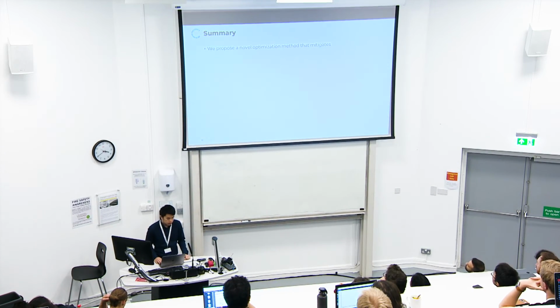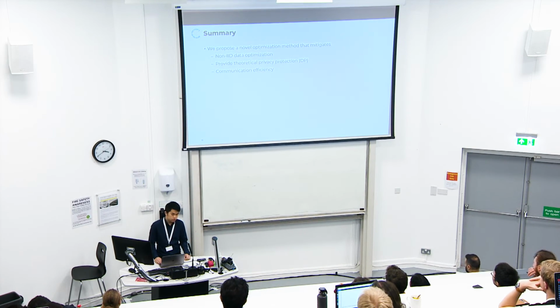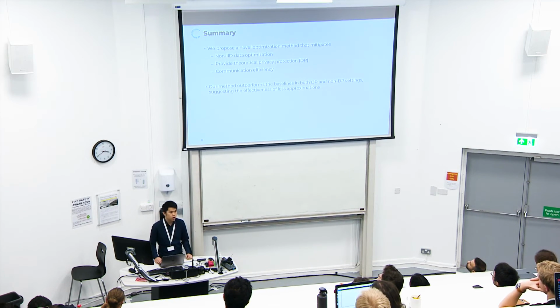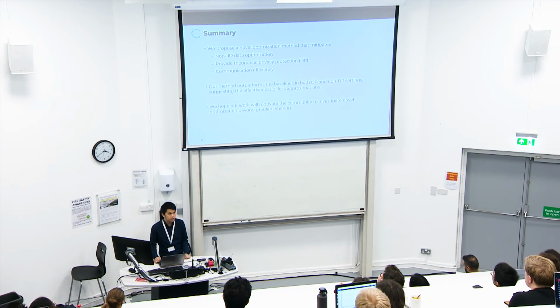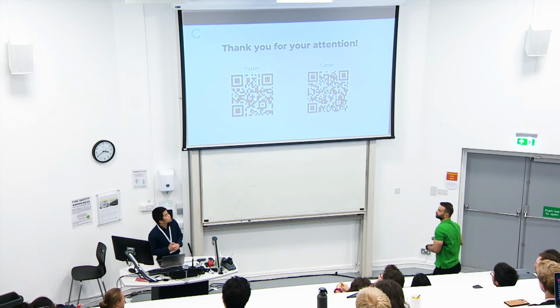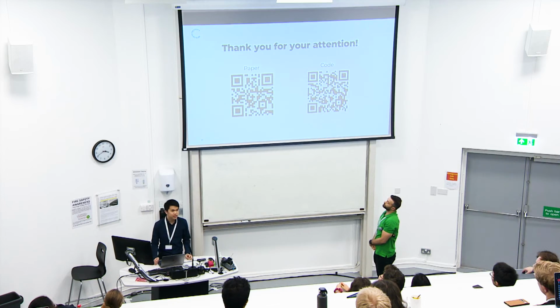So in summary, we propose an interesting novel optimization method that mitigates non-IID data optimization. In the meantime, it is still compatible with DP and provides theoretical privacy protection. And we can retain a similar level of communication cost. And yeah, in the experiments, our method performs quite well. But lastly, we hope our work can motivate the community to think about or investigate more novel optimizations for FL problems instead of just sharing gradients. So that's it. Thanks for your attention. If you are interested, you can refer to our paper and also GitHub code.